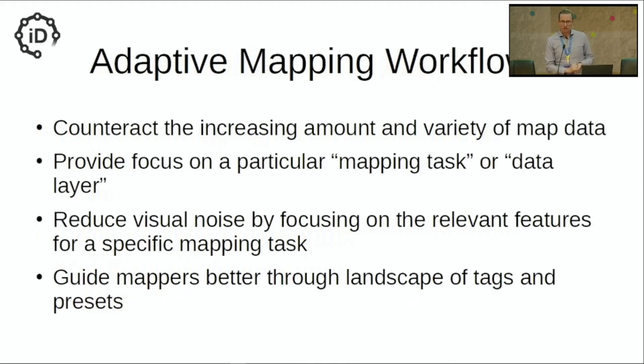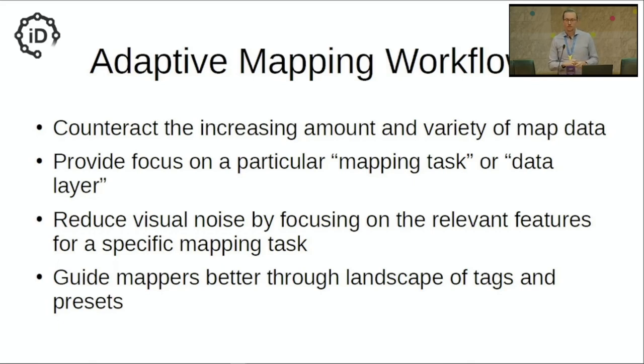Now, one last but relatively big idea would be to introduce something that I currently call adaptive mapping workflows into the editor. And the goal for these would be to counteract the increasing amount and variety and also complexity of the data that is mapped. And so it would change how things are mapped, more like the workflow of how you map things, with the goal to provide focus on a particular mapping task. And you could call out and say, provide focus to a particular data layer of OpenStreetMap.